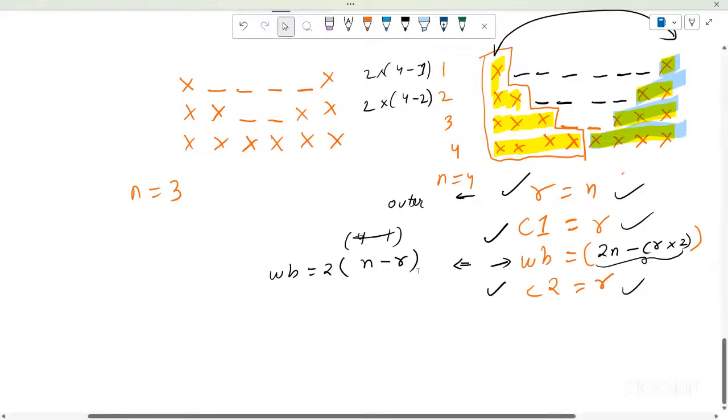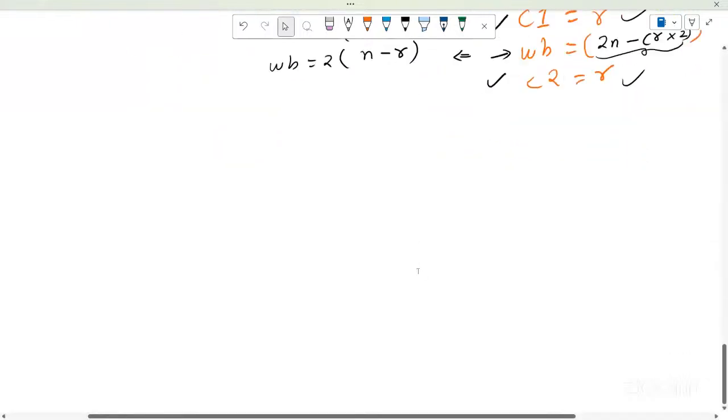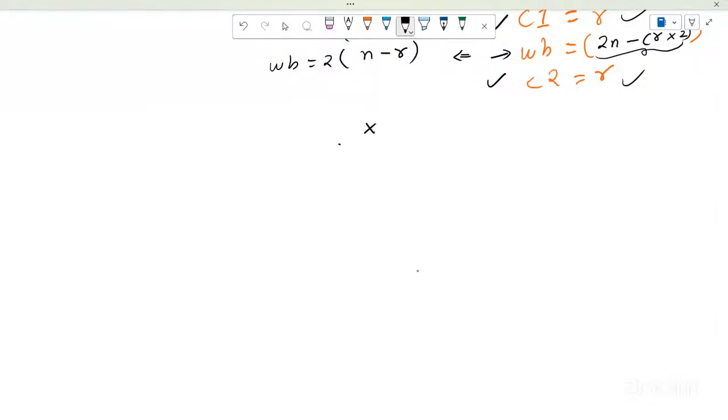Now, let's take it forward and discuss a few more patterns. Today would be the last class for pattern printing. Let's solve this particular pattern. If n is equal to 3, you have to print something of this sort. And when n is equal to 4, you have to print something of this sort.